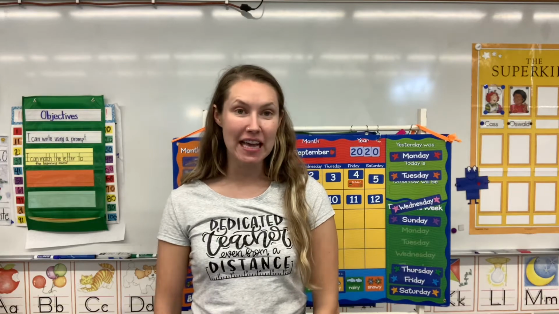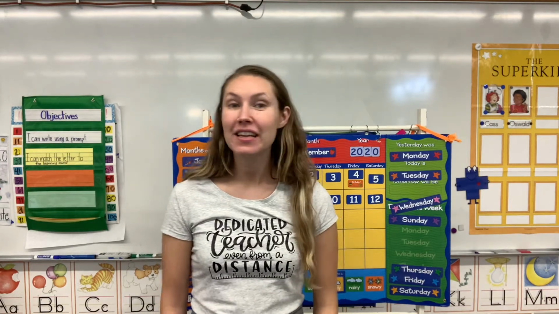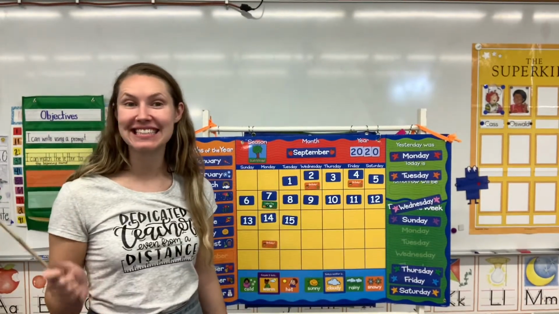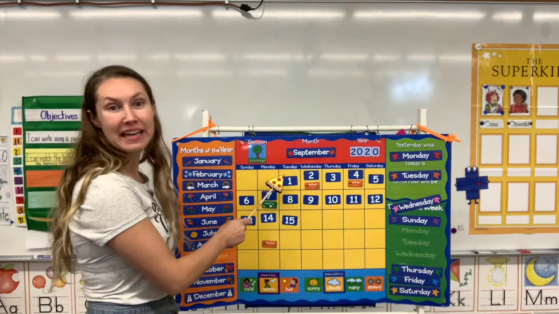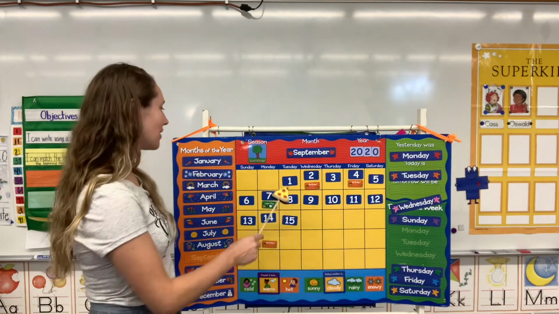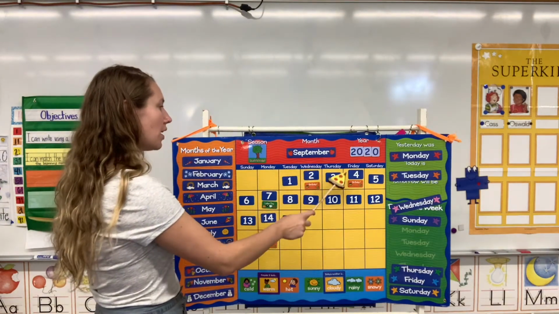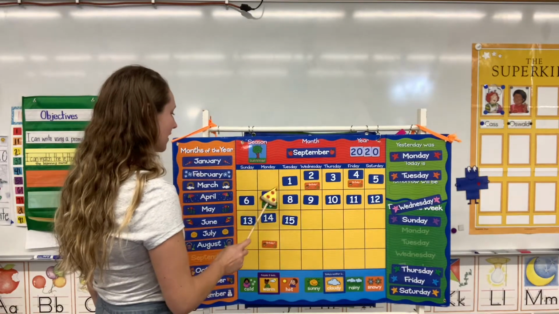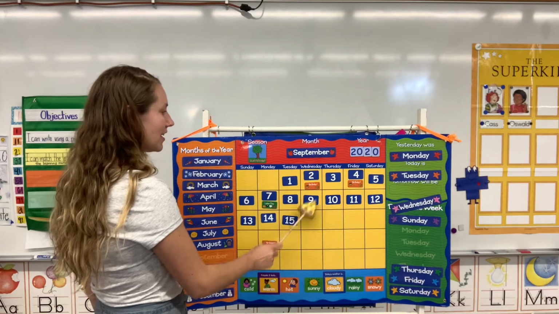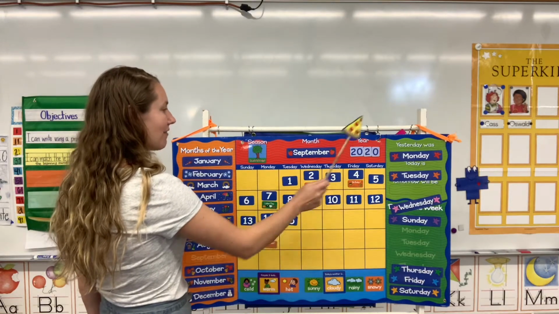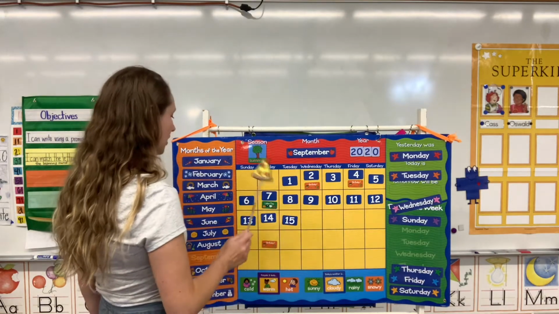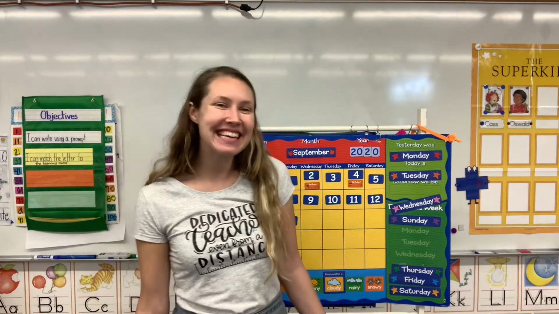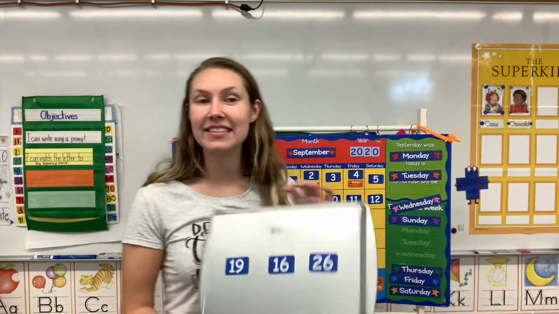We are going to start our day working on our calendar. So to begin today, we are going to count and find today's date. So I'm going to begin on my 1. You can count along with me. 1, 2, 3, 4, 5, 6, 7, 8, 9, 10, 11, 12, 13, 14, 15, 16. Today we're looking for 16.